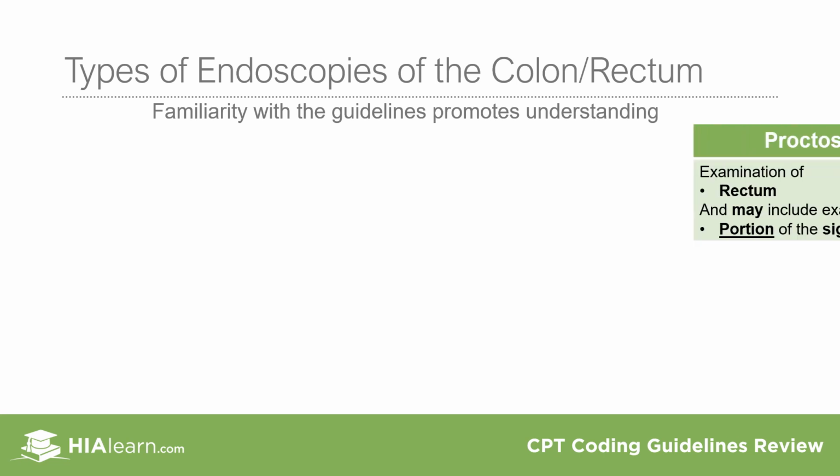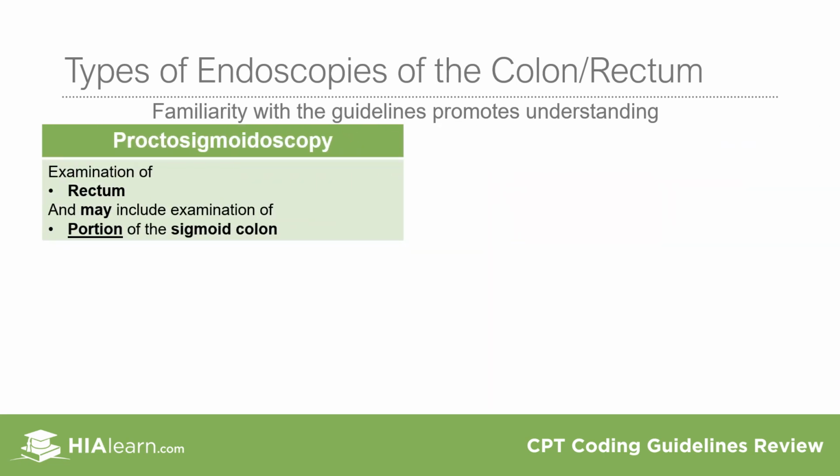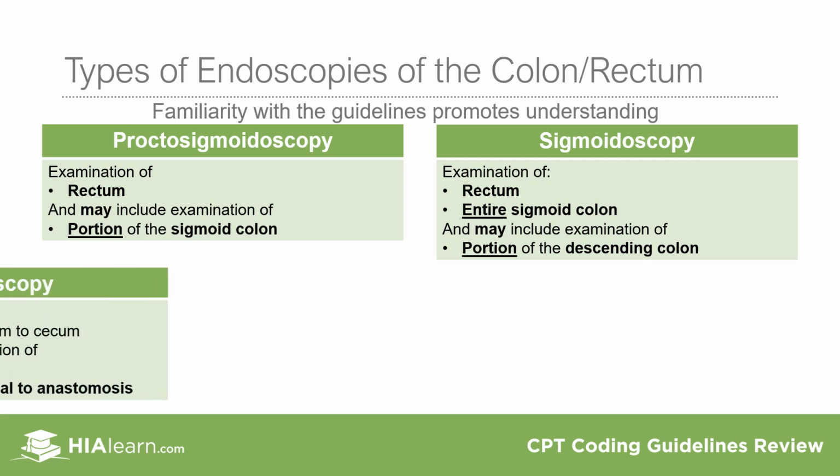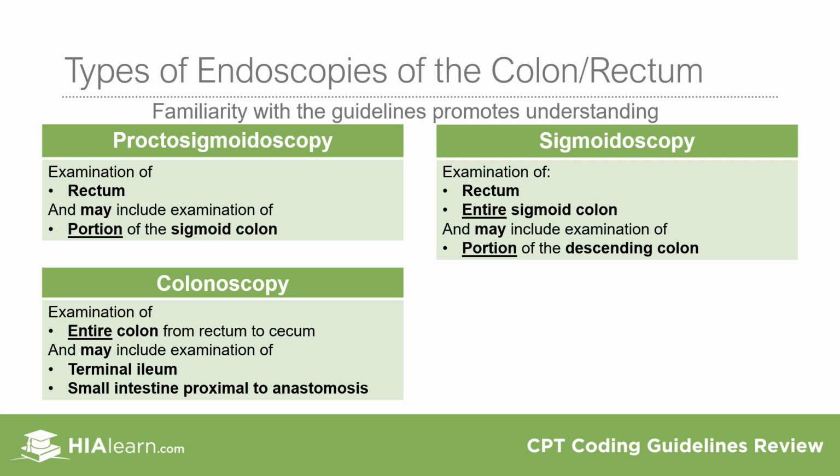A proctosigmoidoscopy is an examination of the rectum. This exam may also include a portion of the sigmoid colon. If the rectum and the entire sigmoid colon are examined, the procedure is a sigmoidoscopy. This procedure may also include examination of a portion of the descending colon. A colonoscopy includes examination of the entire colon from the rectum to the cecum.